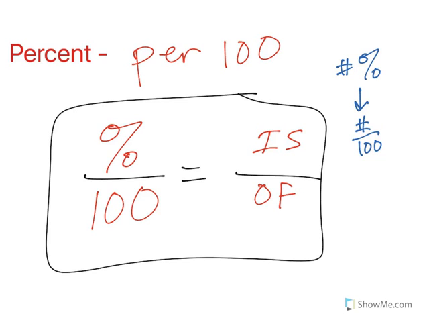It's also part to whole. That's another way to think about it. The part always goes on the top, the whole goes on the bottom. That's how the percent over 100 works. 100% is the whole thing, and whatever percent, 18%, 30%, that is part of the whole.